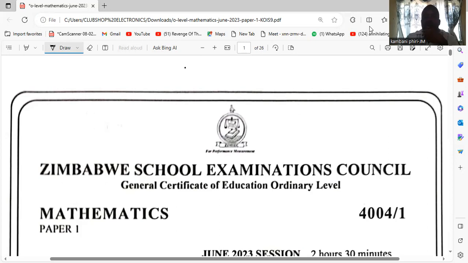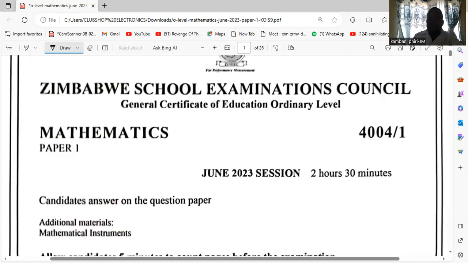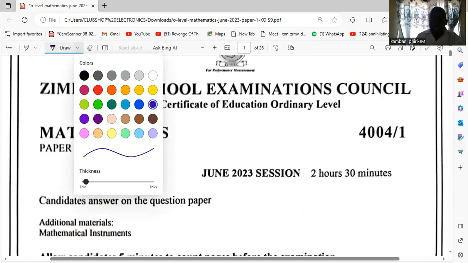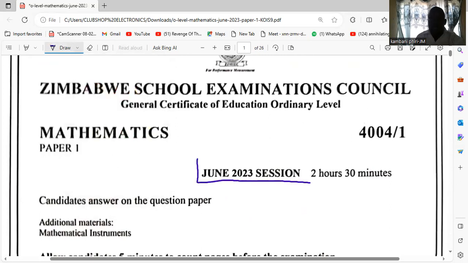In this paper, we want to look at the GCE exam, which is ordinary level mathematics. The code is 4001/1 because it is paper 1. That's what we want to look at. The ordinary level, which was written in June 2023. The GCE, the General Certificate of Education.